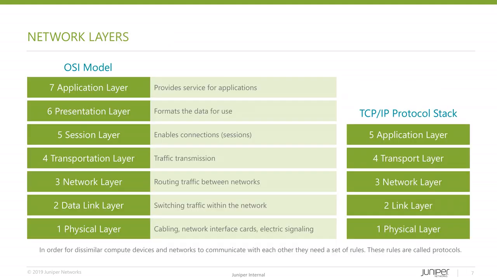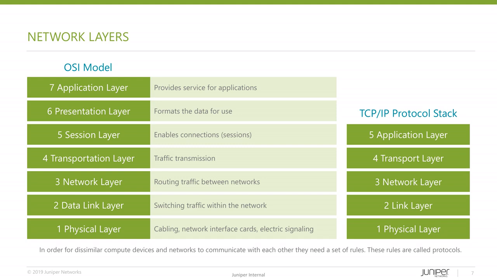Network layers. In order for dissimilar compute devices and networks to communicate with each other, they need a set of rules. These rules are called protocols. The 7-layer OSI reference model and a similar concept, the 5-layer TCP/IP protocol stack, provide a framework for implementing protocols in layers with control passed from one layer to the next.